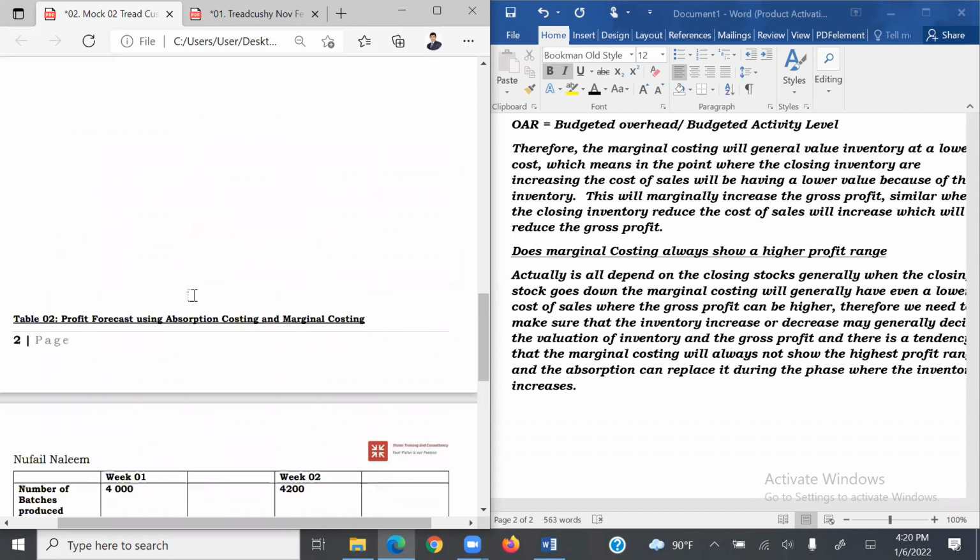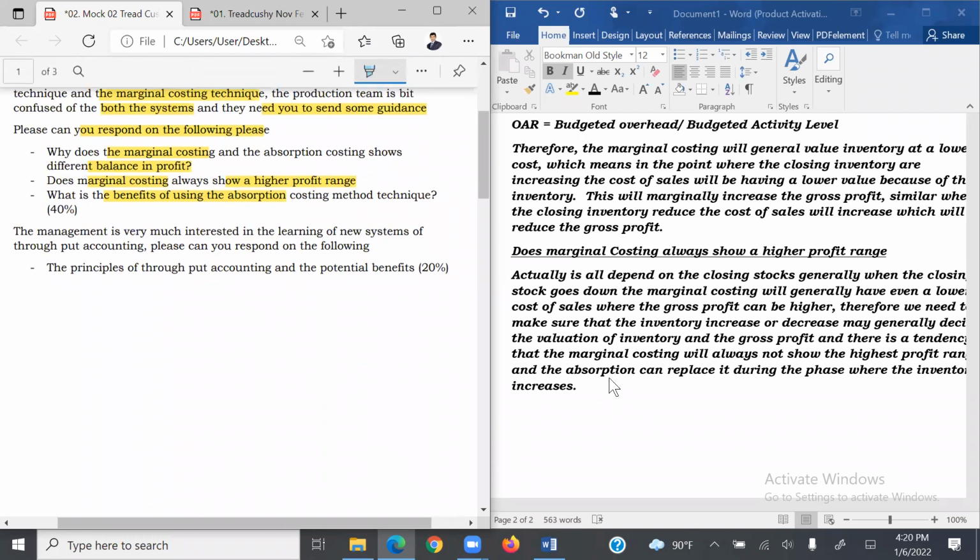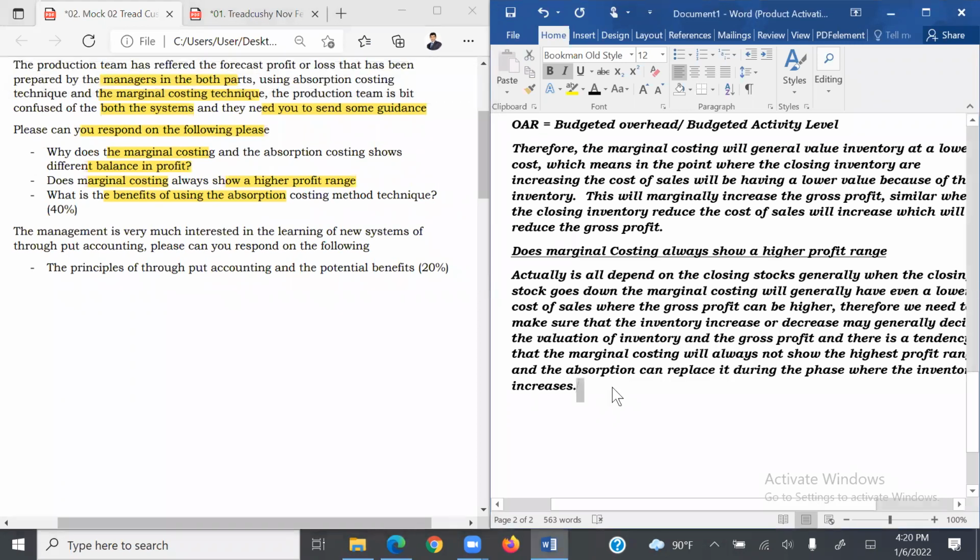So students, coming to the last one in this section, we have one more question. The benefits of using absorption costing. So students, I'll write down here the benefits of using absorption costing, and within brackets another term for that is the full costing.